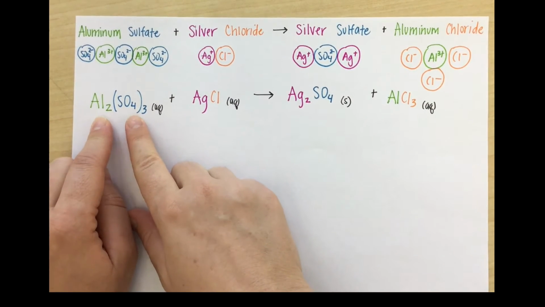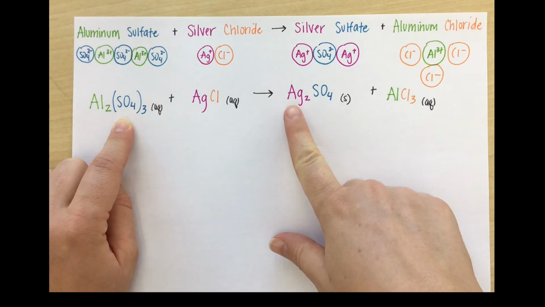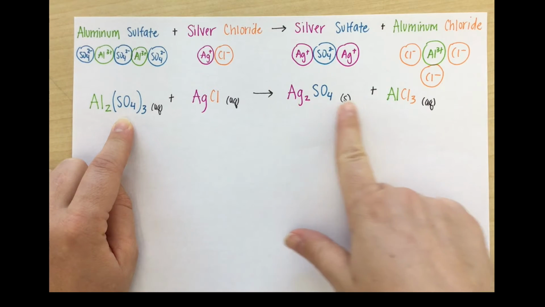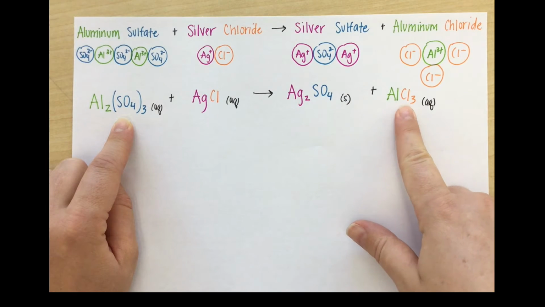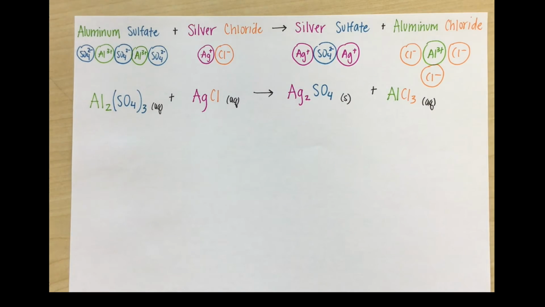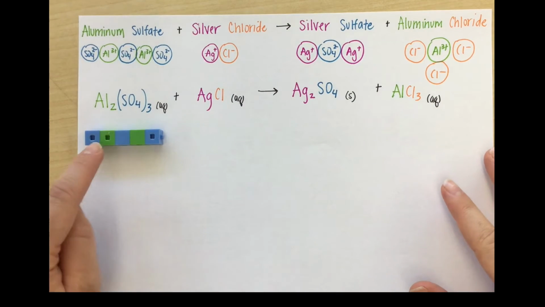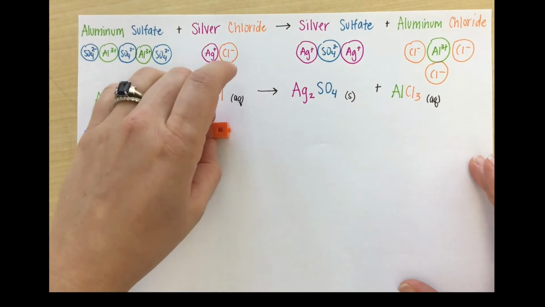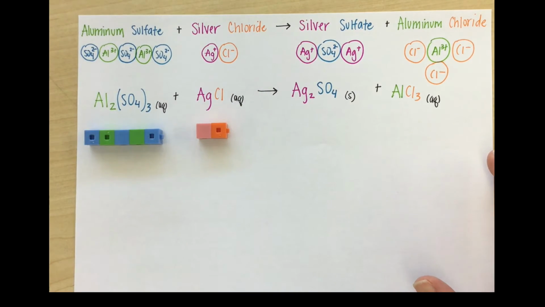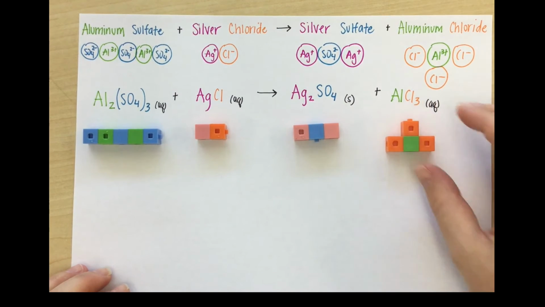Aluminum 2 with 3 sulfates, 1 silver, 1 chloride. 2 silvers, 1 sulfate, and 1 aluminum and 3 chlorides. So I have those as blocks corresponding to the color that they are. So aluminum's green, and I have a green here. I've got my silver chloride, my silver sulfate, and I have my aluminum chloride.